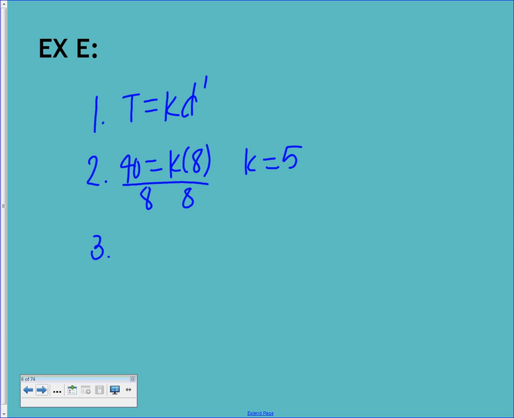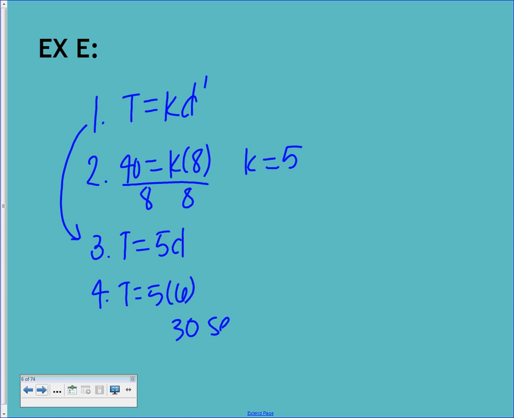So in step 3, to write my specific equation, I'm going to plug in 5 for my k, and I have my d's right there, so I just have t equals 5d. So to solve my question, when it strikes 6 miles away, I just plug in 6 for d, so hopefully that would be 30 seconds.